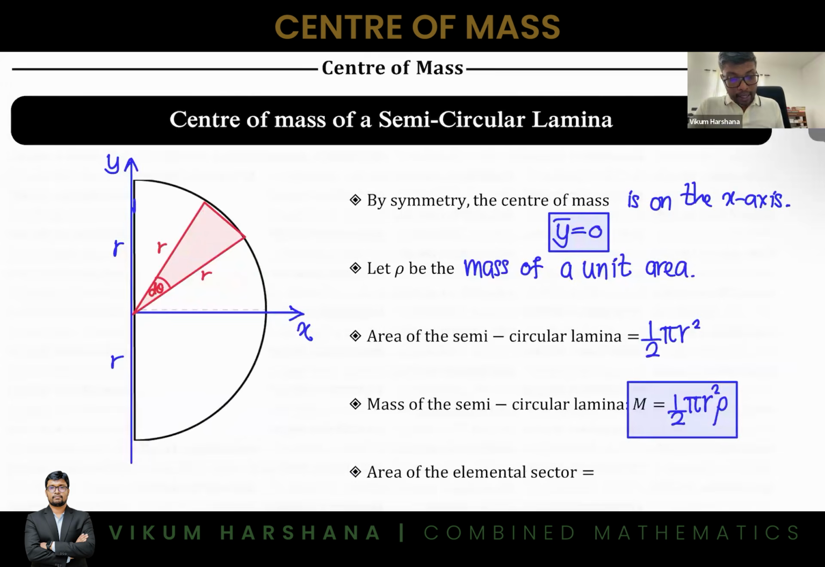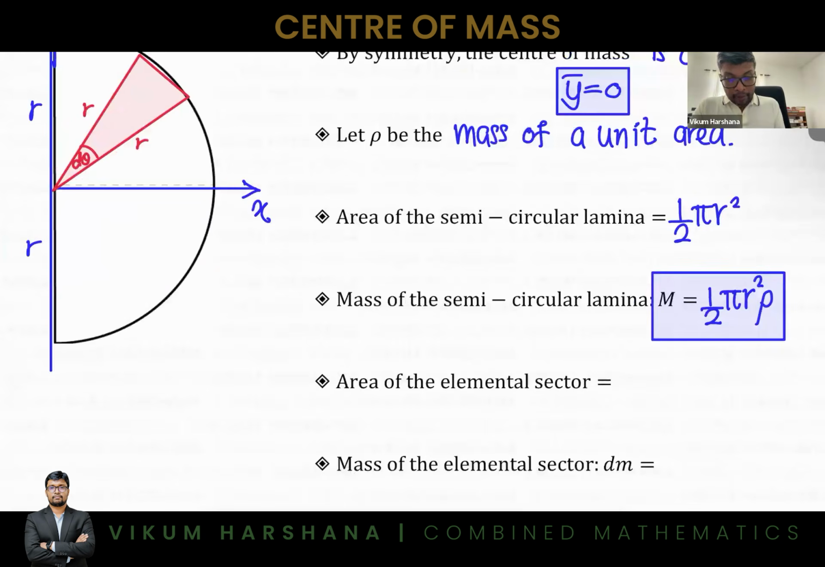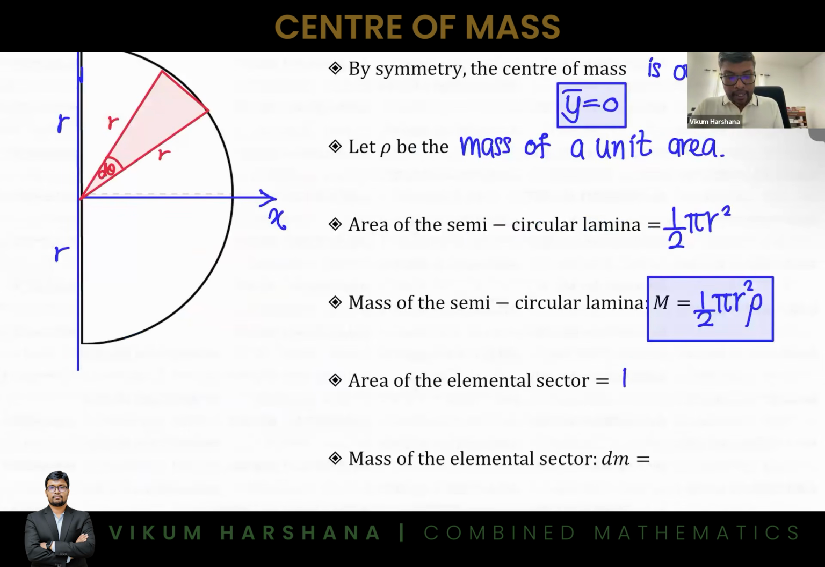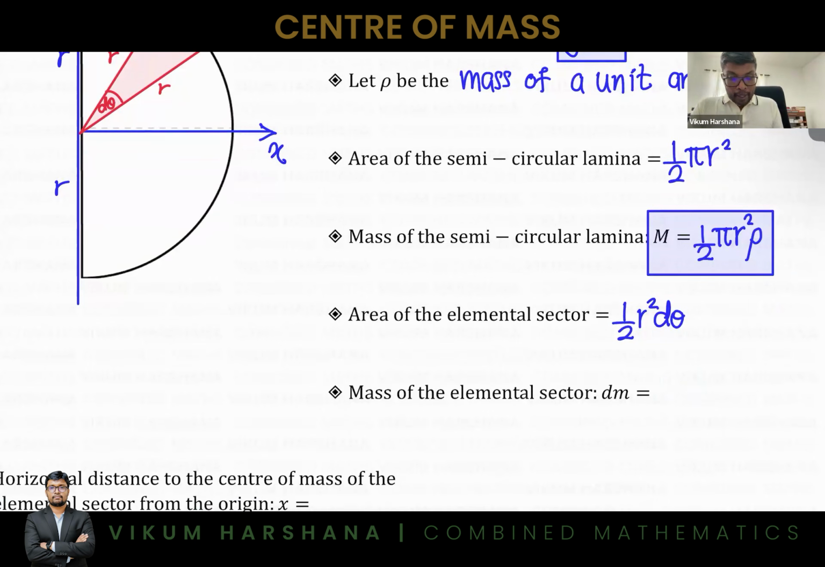So what is the area of the elemental sector? You know that in radian measure we can use half r squared theta. Instead of theta, we are using d theta. Okay, now we are going to multiply that area by rho to make it into a mass.